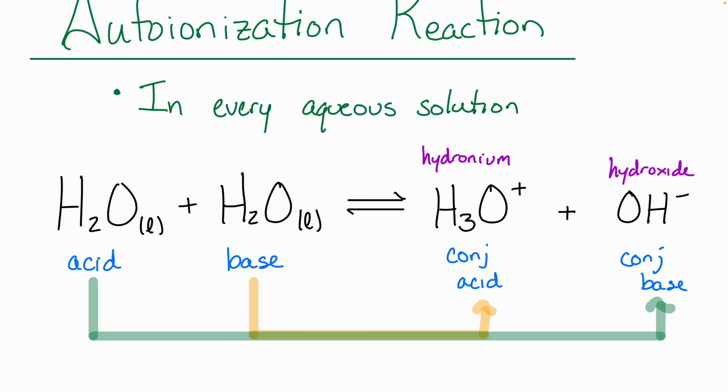All right, so in every aqueous sample that you have, water molecules are colliding with one another and forming hydronium ions and hydroxide ions. This reaction, we're going to talk about its equilibrium, so we're going to give it those double-headed equilibrium arrows. And we're going to talk about its equilibrium constant, K. This reaction is so special that we give K a special little sign. We call this Kw, specific to the autoionization reaction.